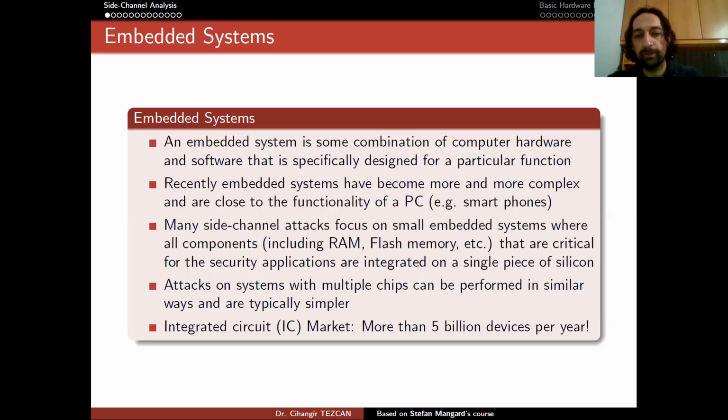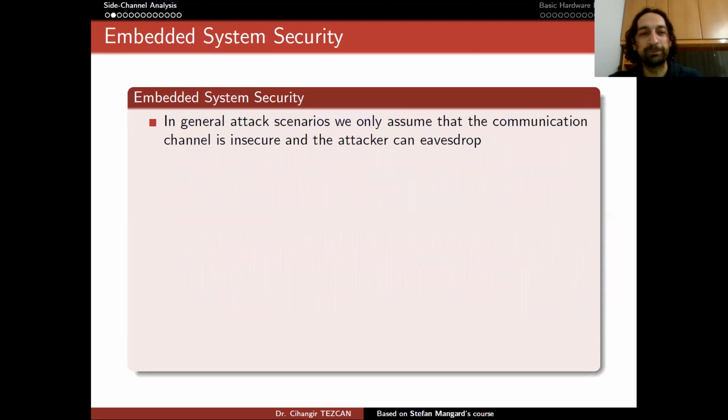Integrated circuit market, we will shorten integrated circuit as IC. More than 5 billion devices per year, but again, this slide is a few years old. So with the Internet of Things, I think this number should be more than 10 billion now. So I don't have an updated number about this information, but you can guess that it is still a lot.